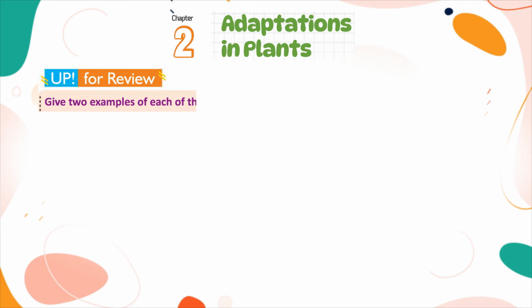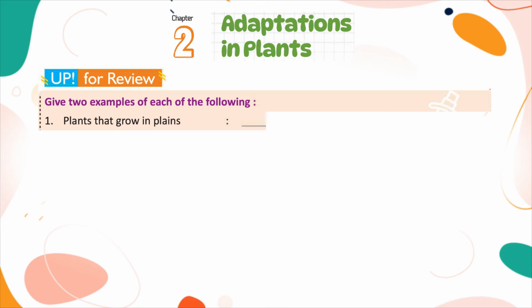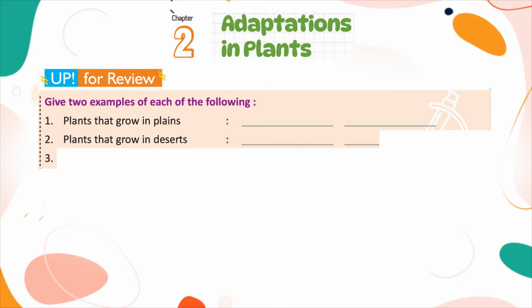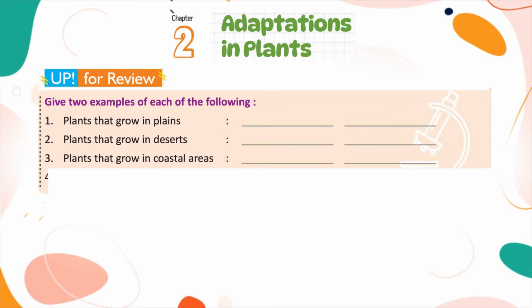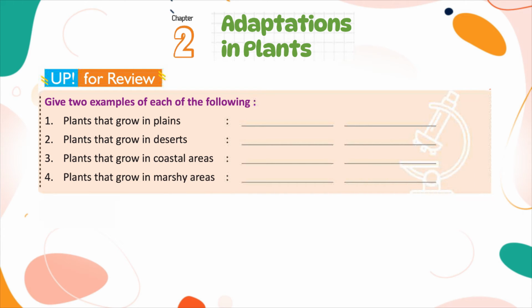Up for review. Give two examples of each of the following. Number 1, plants that grow in plains. Number 2, plants that grow in deserts. Number 3, plants that grow in coastal areas. Number 4, plants that grow in marshy areas.